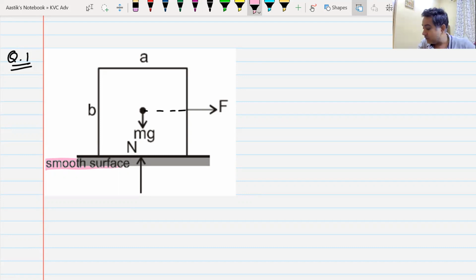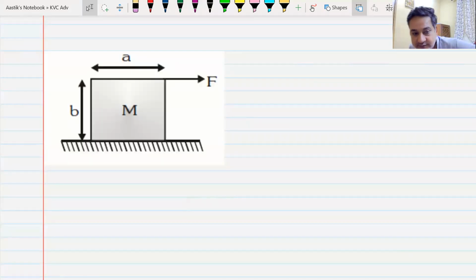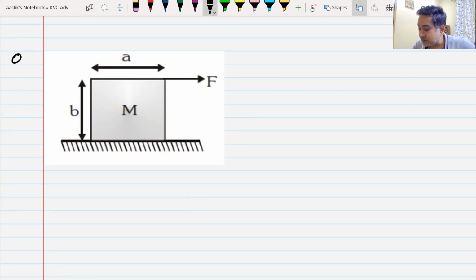Okay, let's move on to the next question. Here in this question, you have to assume that the friction is sufficient. Can you now tell me what is the minimum force required to topple this block? Friction is sufficient. I'll give you a question where friction also will come. In this question, the friction is sufficient.